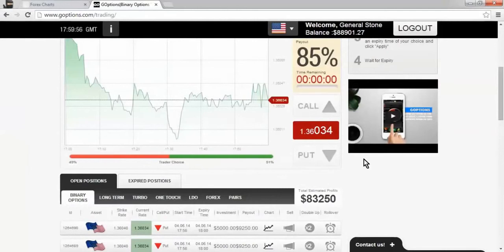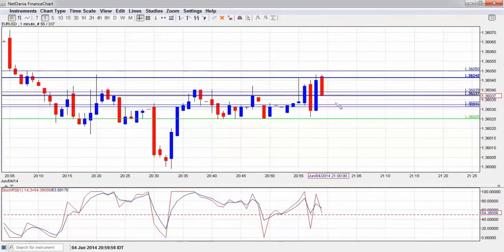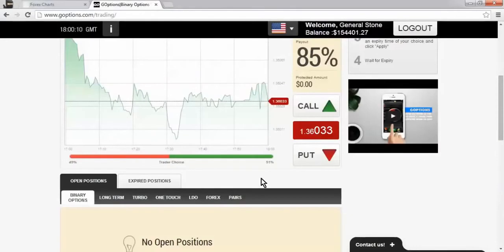And it is dropping down, 83,250, and those trades are finished. So that's where we finished. These 3 positions down here I've lost, but every other position above that I have won.